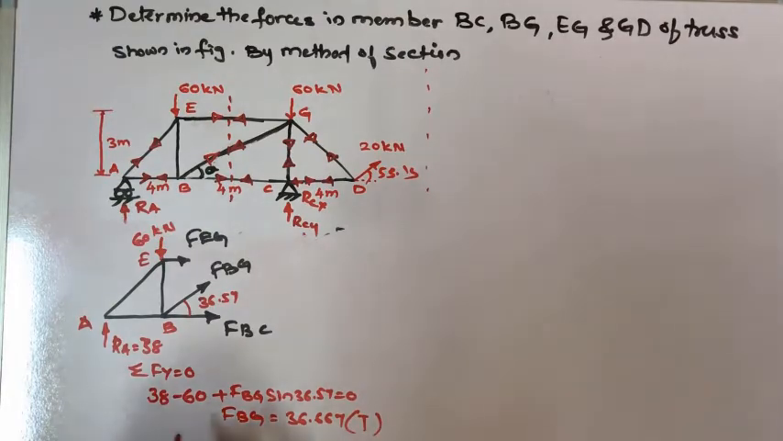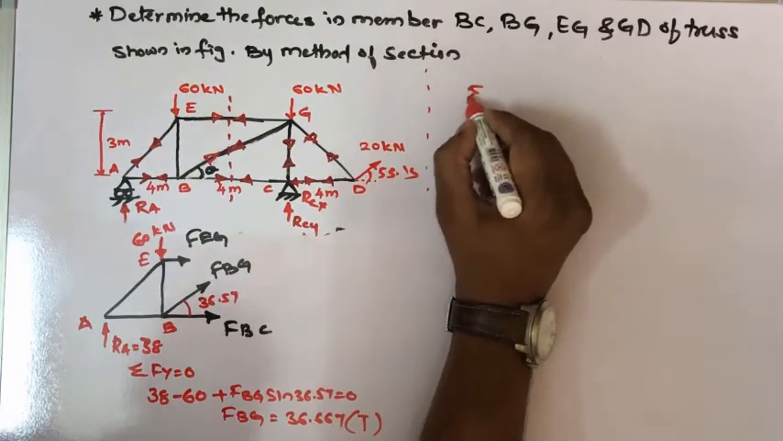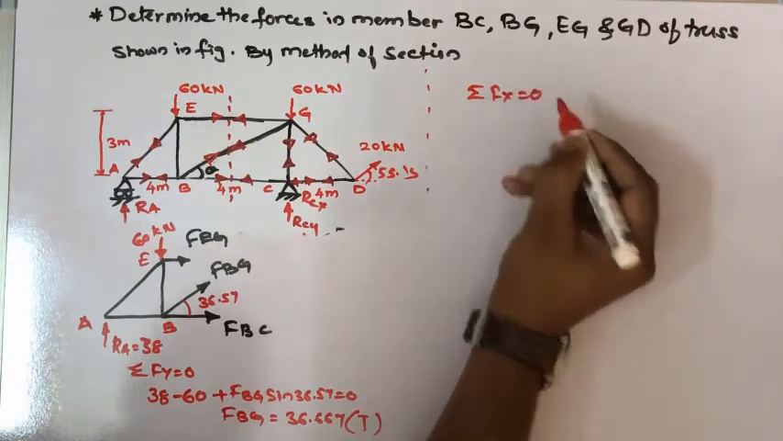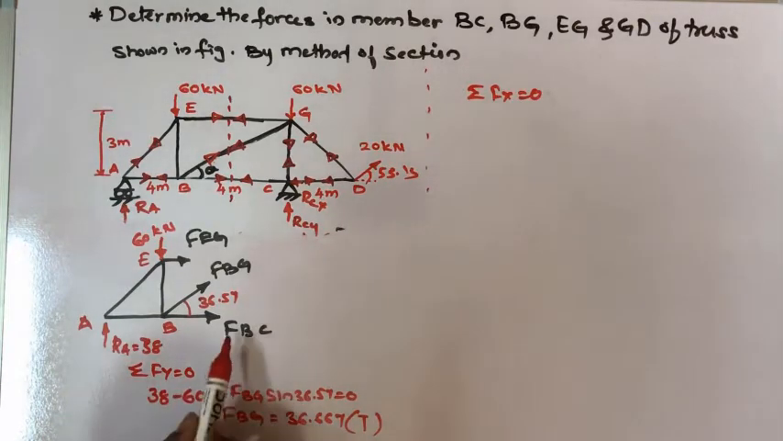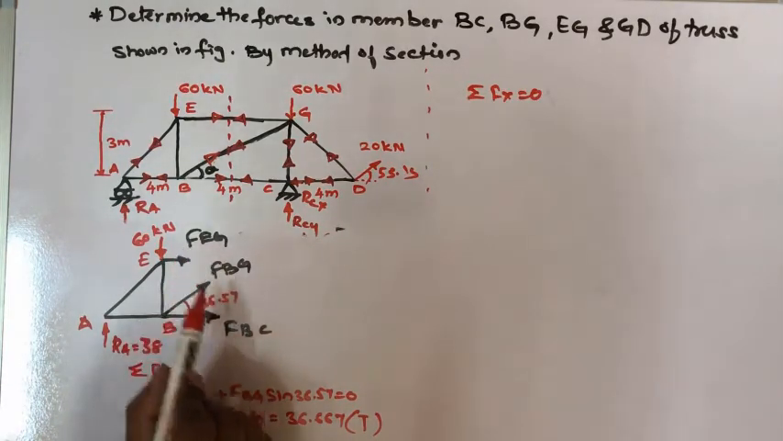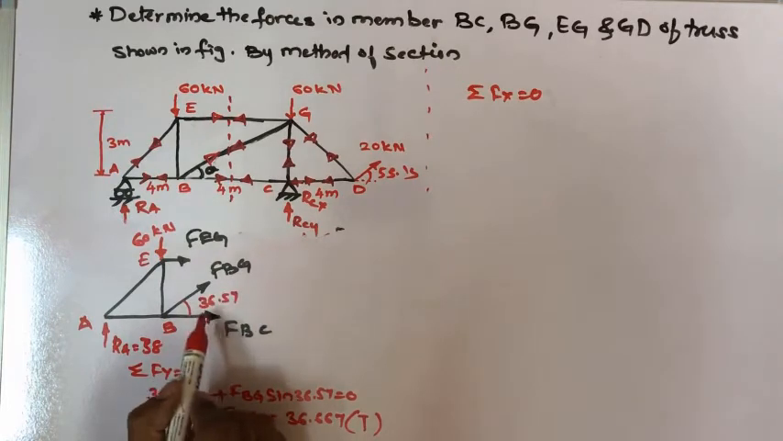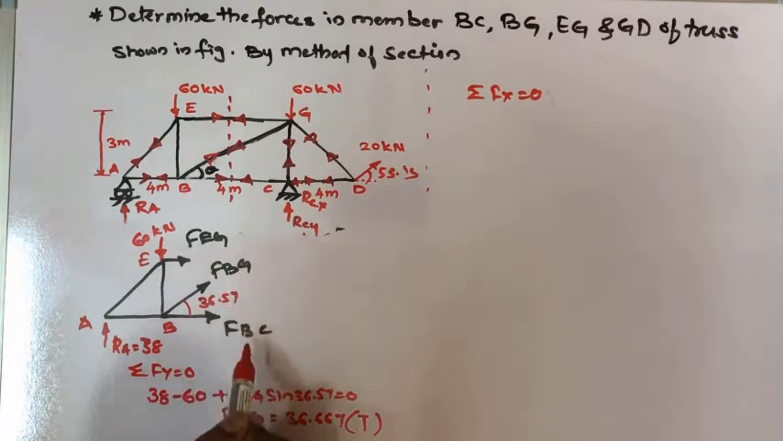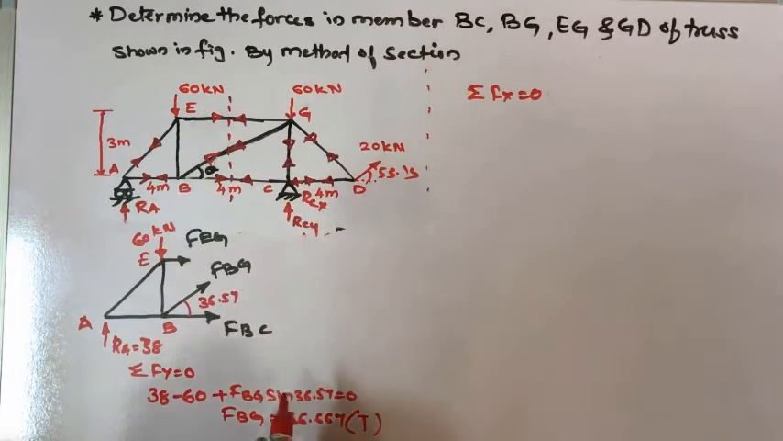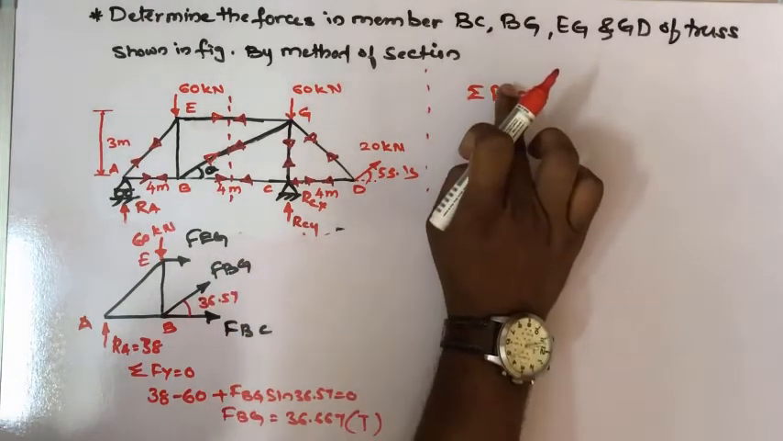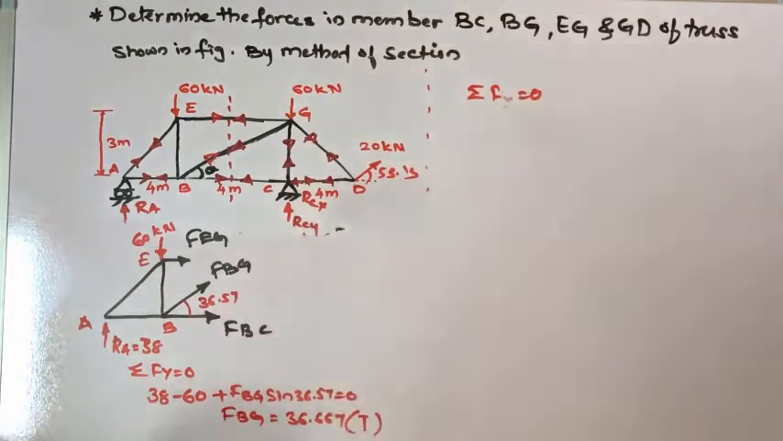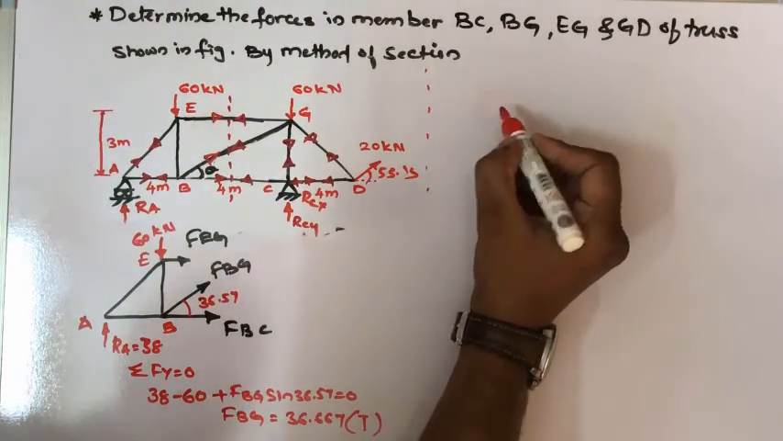Now come to the second condition, which is summation of Fx equal to 0. If I take the summation of Fx equal to 0, how many horizontal forces do we have? 1, 2 and 3. This will create a horizontal component as FBG cos 36.56, FBC and FEG. In this case, two members will be unknown. So instead of summation of Fx, I'll go with the summation of M first. Moment I'll take first, then I'll go for the summation of Fx.